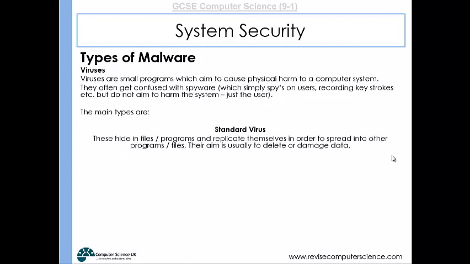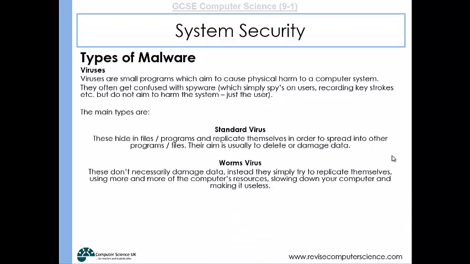And there are different types. You've got a standard virus, they hide in files, they replicate themselves in order to spread into other programs and files, and often their aim is to damage data or delete data. You've got worms. They don't necessarily delete data, but when they replicate themselves they use more and more of the computer resources, slowing that computer down and making it not work as you would like it to.